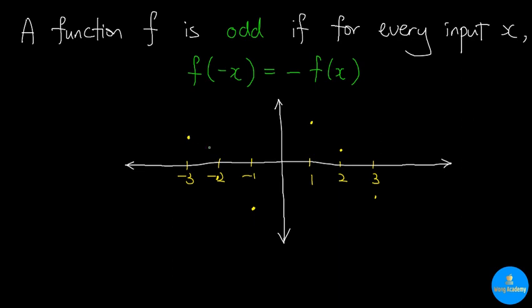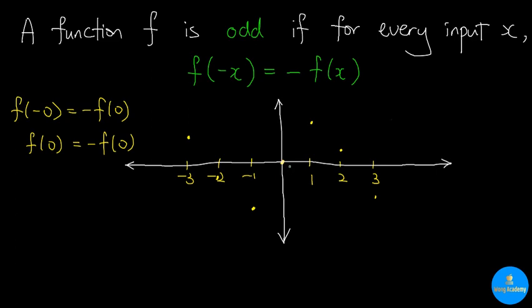How about f of 0? When x is 0, this identity gives us f of negative 0 equals negative of f of 0. Because negative 0 is simply the number 0, we obtain that f of 0 equals negative of f of 0. The only number in the world that would be equal to the negative of itself is 0. Therefore, f of 0 must be the output value 0 here.